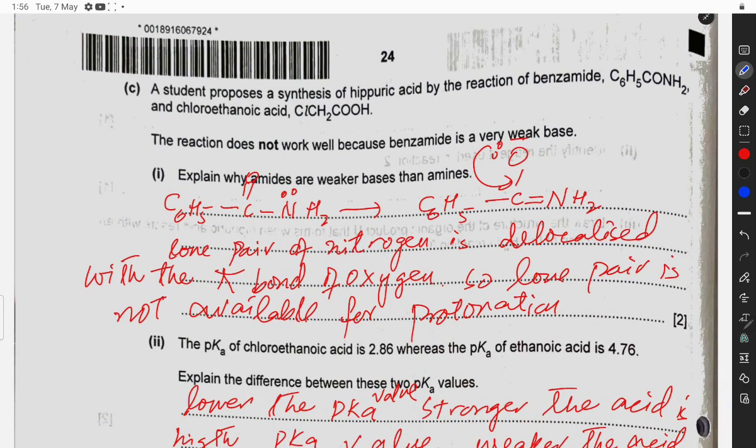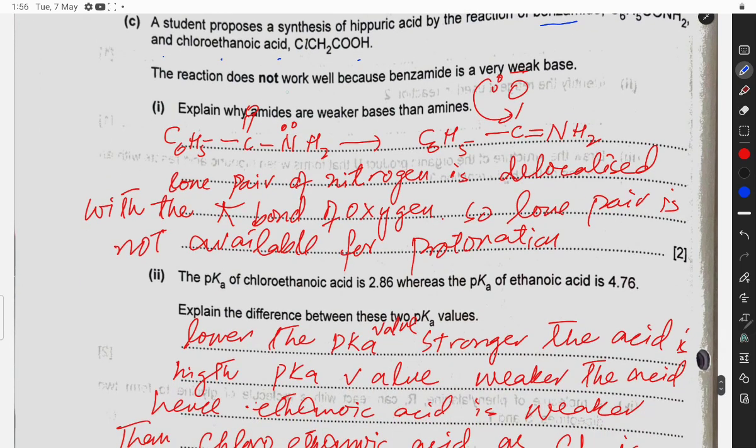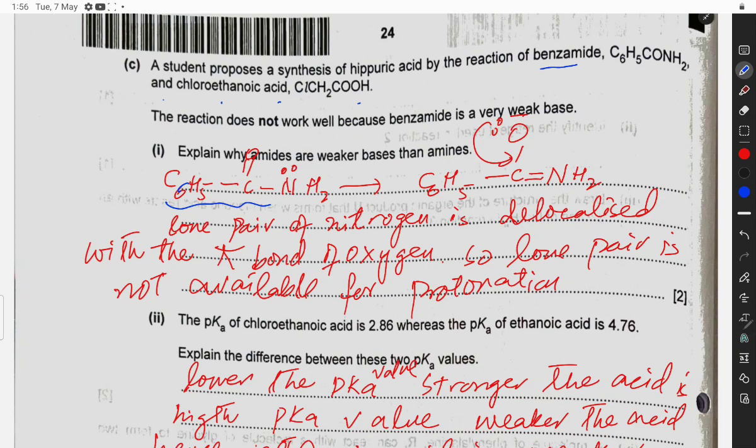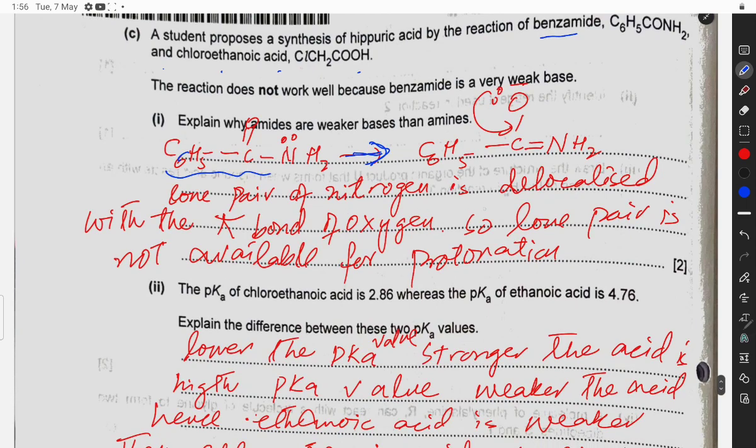C part: a student proposes a synthesis of hippuric acid by the reaction of benzamide and chloroethanoic acid. The reaction does not work well because benzamide is a very weak base. Explain why amides are weaker bases than amines. This is benzamide, and this reaction is going on. NH2. The lone pair of nitrogen is delocalized with the pi bond of oxygen, so the lone pair is not available for protonation. So that's why benzamide is a very weak base.